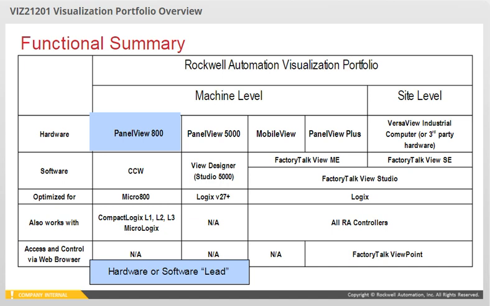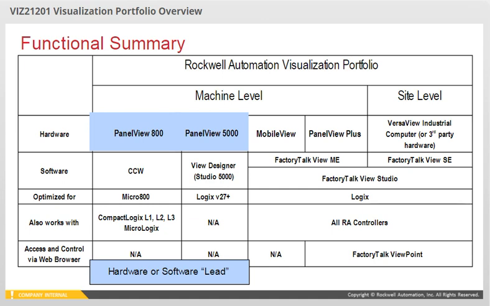It is optimized for use with the Micro 800 controller and is configured in the same free software, CCW. It also works with some, but not all, CompactLogix controllers, specifically the L1, L2, and L3 processors, as well as the MicroLogix family. The newest generation platform in the machine-level category is the PanelView 5000.